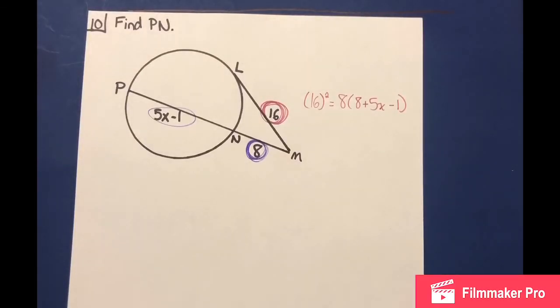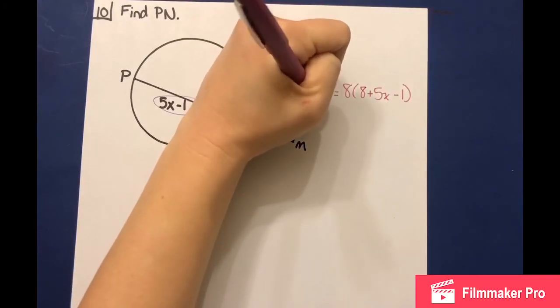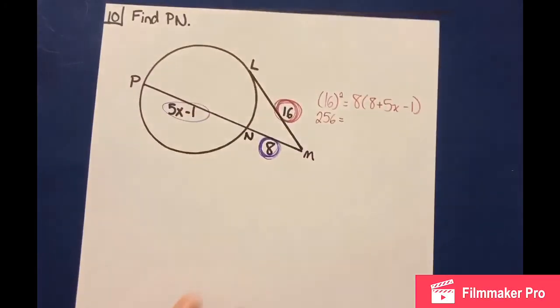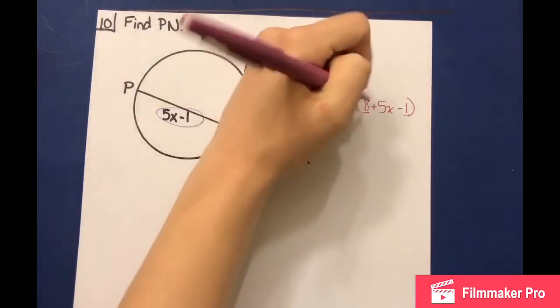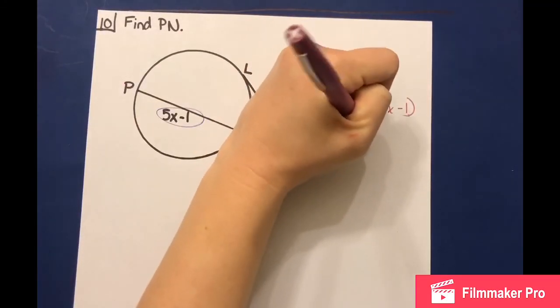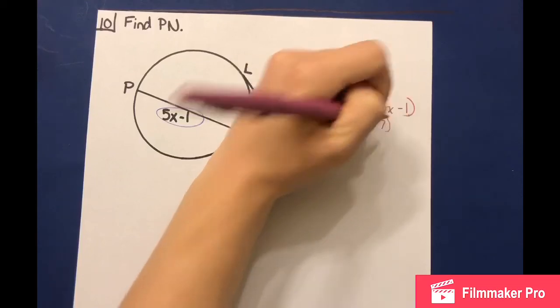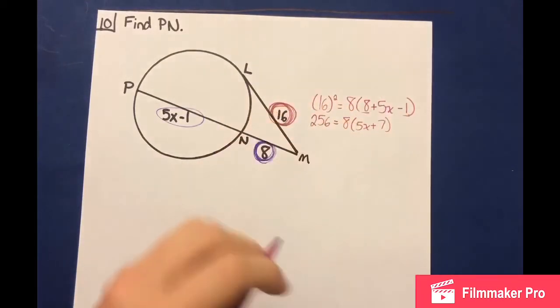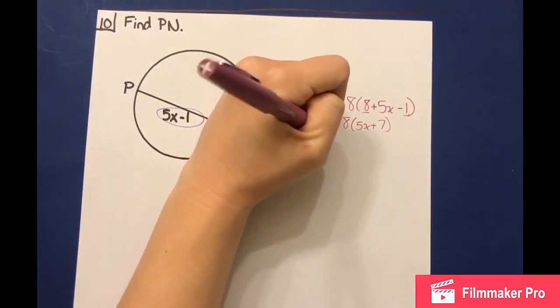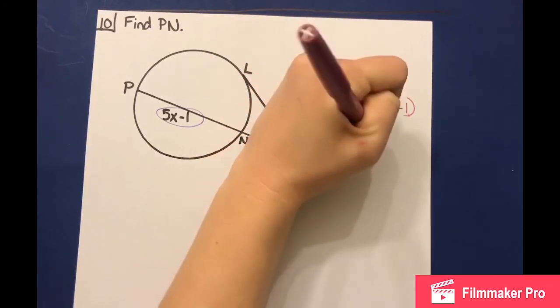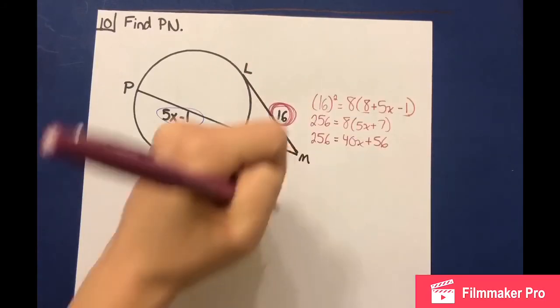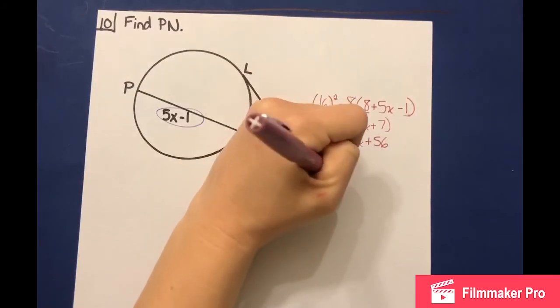16 squared. Honestly, we should know that one in our head. This is going to be 256. Okay, in here, I'm going to combine the two of those. It's going to be 8 times 5x plus 7. I'm going to distribute the 8 through. I get 256 equals 40x plus 56, and I'm going to solve that down. I get x equals 5.